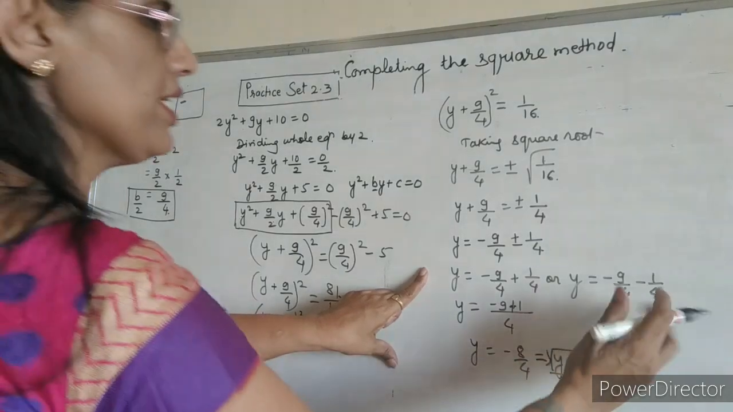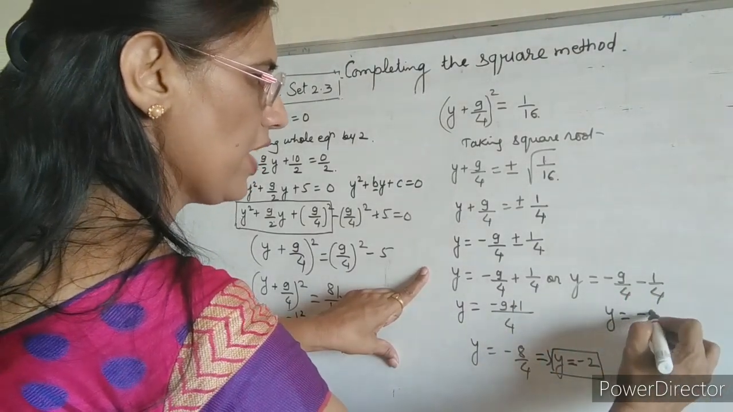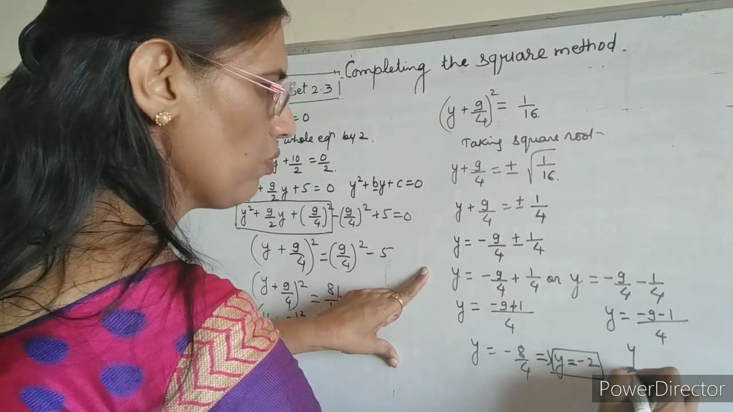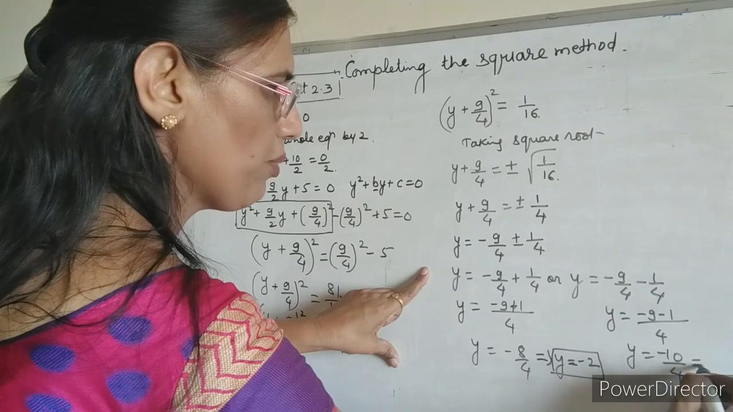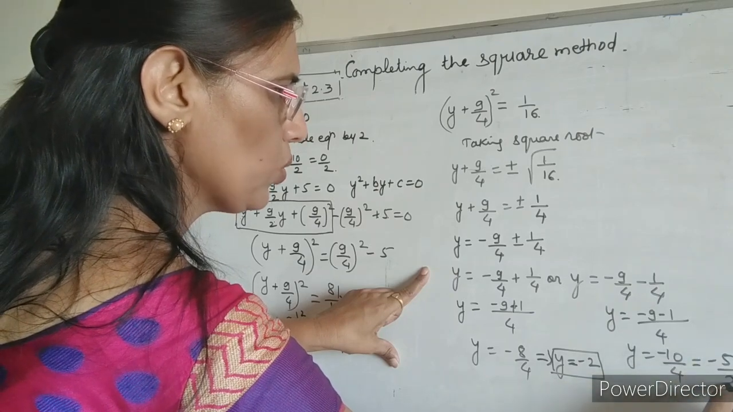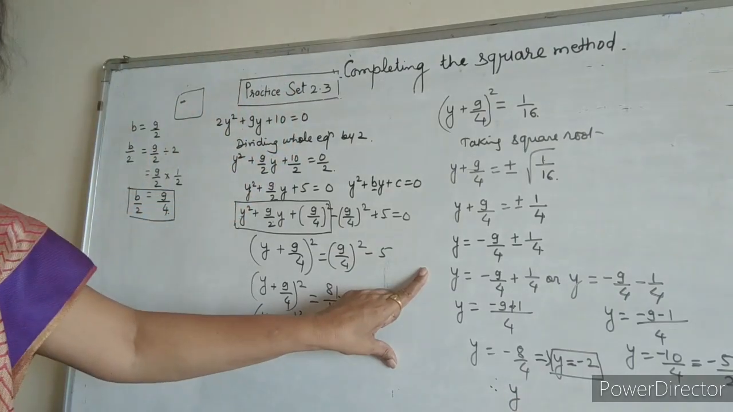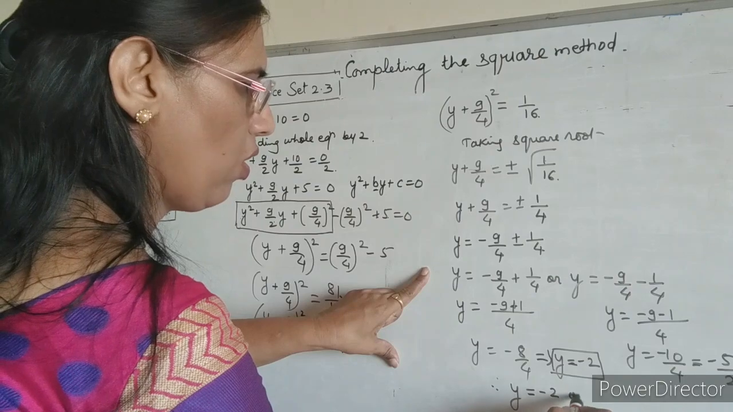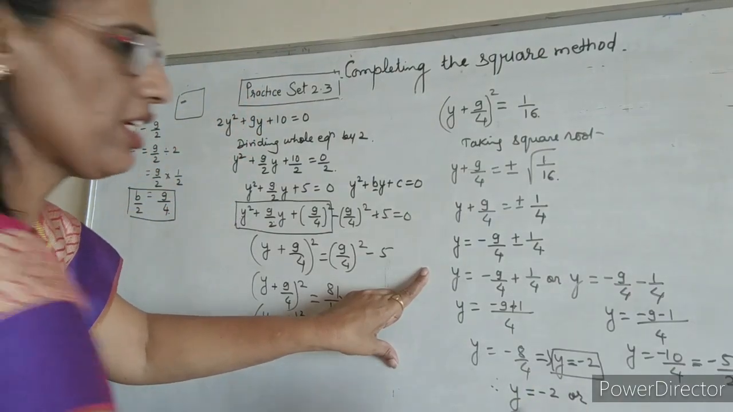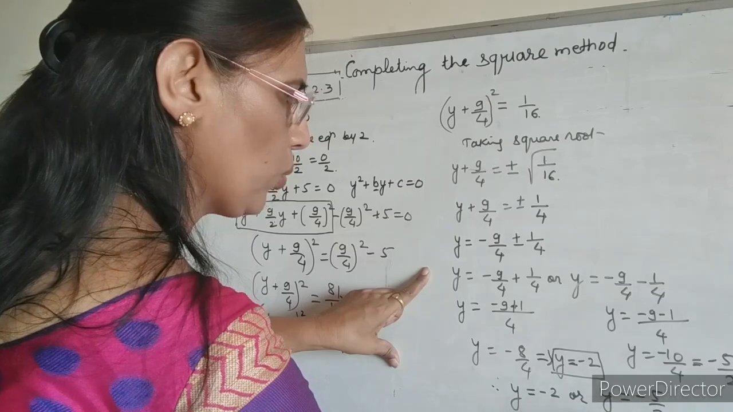Now here solve this, y is equal to, again denominators are same, minus 9 minus 1, so we get minus 10 upon 4 and the lowest form is 2 5s, 2 2s and therefore we get y is equal to minus 2 or y is equal to minus 5 upon 2.